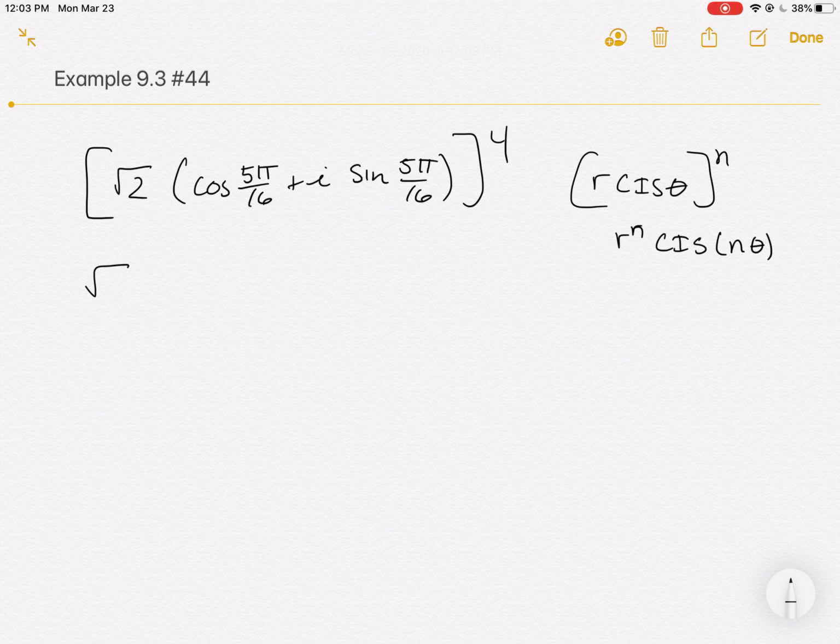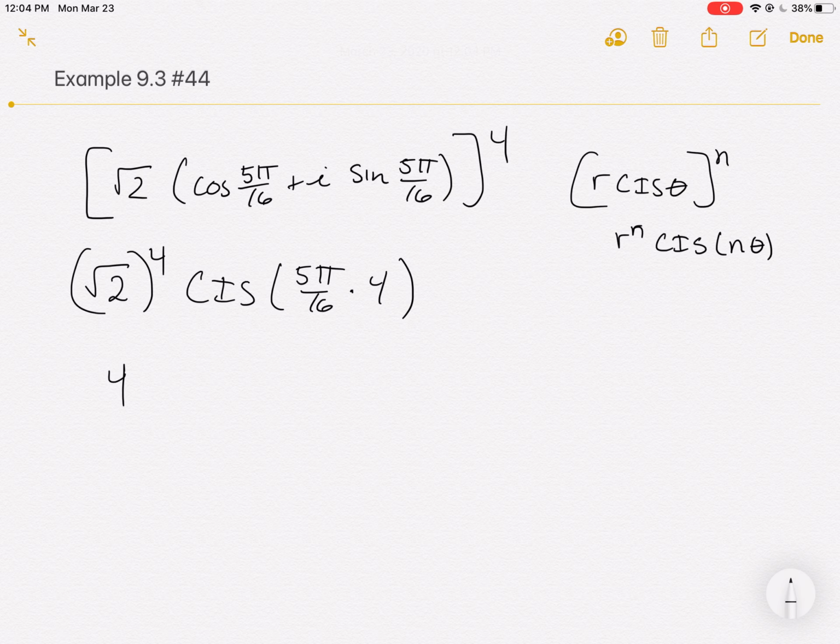If we're going to raise this to the fourth power, de Moivre's theorem tells us to take root 2 to the 4, and then take the cis, and it was 5 pi over 16, but now we're going to multiply that by 4. So root 2 to the fourth power would be 4, right? It'd be root 2 times root 2, which is 2, and then root 2 times root 2, which is 2, and those two 2's multiplying together. And then we're going to take cis of 5 pi over 4.